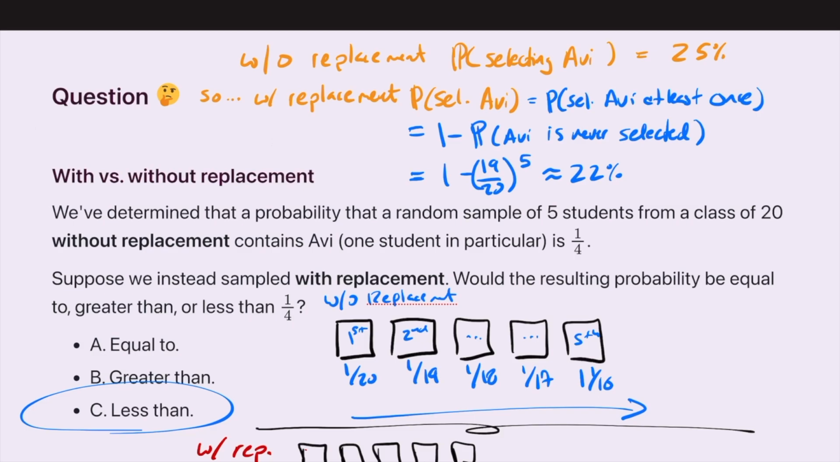Also, we can have duplicates too. So let's say student 19 is Jason and student 20 is Avi. We could select Jason, Jason, Jason, Jason, and Jason, and never see Avi. We can get just 5 of the same student. So that's why the probability is lower, intuitively, when you have with replacement. You're kind of resetting the game every time you play. So the original odds are still there.